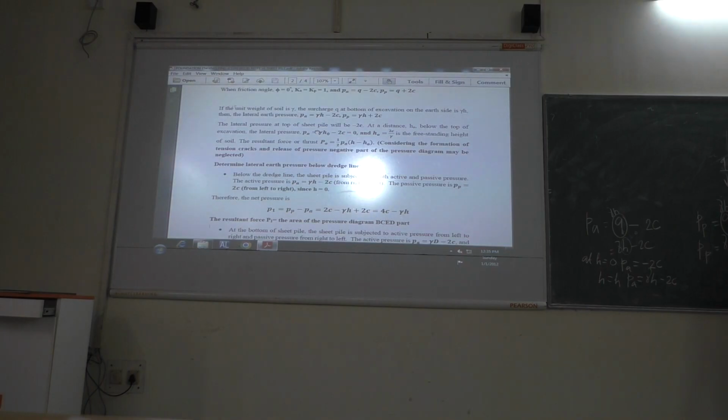Up to this is the freestanding height. That means if this is the line, that is 2c by gamma, this height of the soil can stand without the support of the retaining wall or the sheet pile wall. So this is the concept. Now coming to the derivation part.